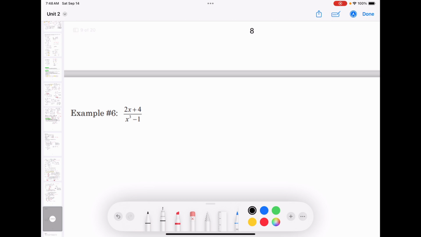Before we start example 6, let's review sum or difference of cubes.